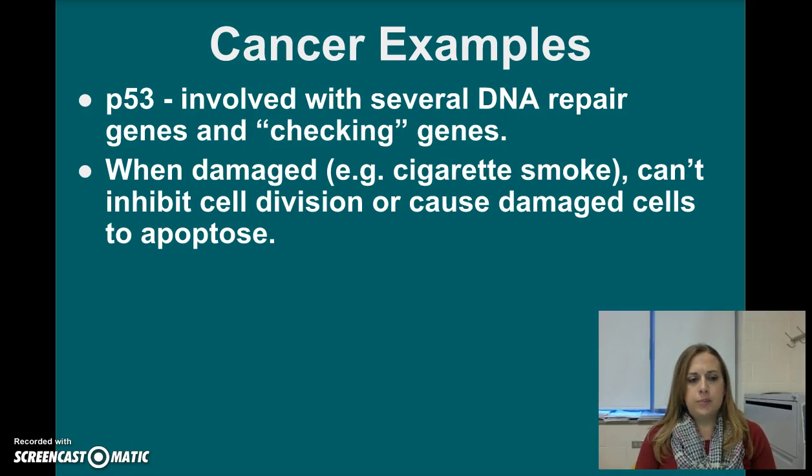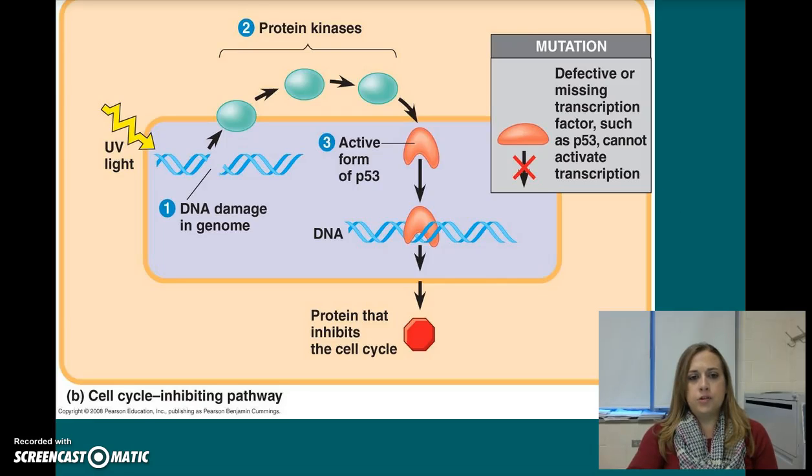So some cancer examples, P53 is involved with several DNA repair genes and checking genes, and this gene can become damaged. So one example is with cigarette smoke, and when that happens, it can't inhibit cell division. It also cannot cause damaged cells to apoptose at that time. So those damaged cells that should commit cell suicide are not going to, because of that damage.